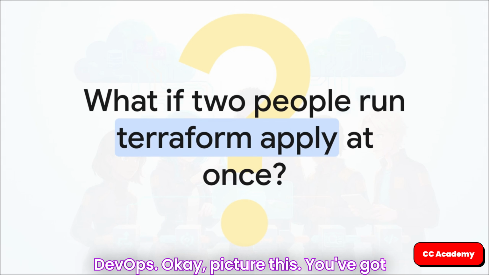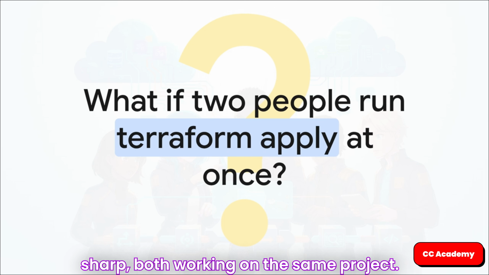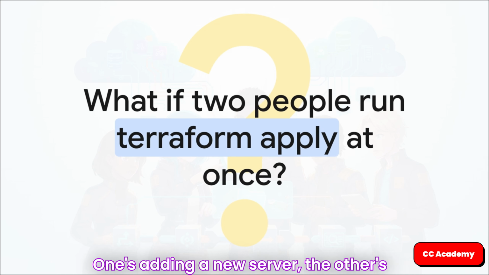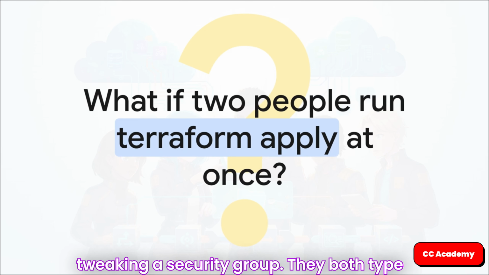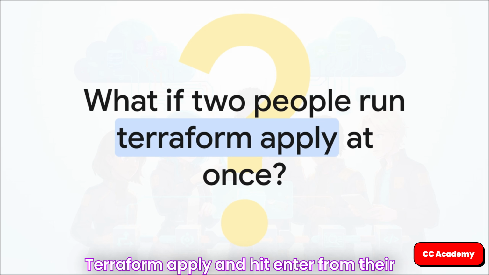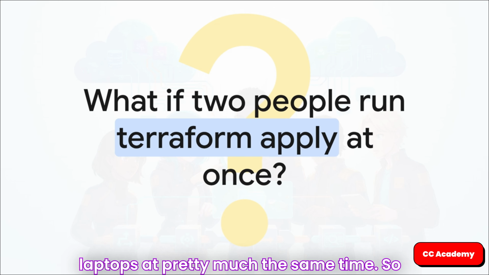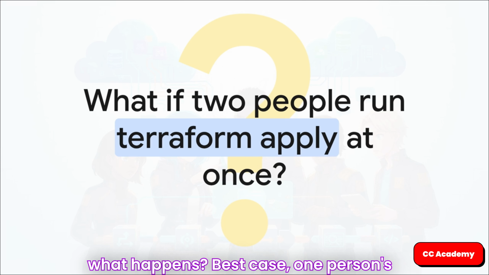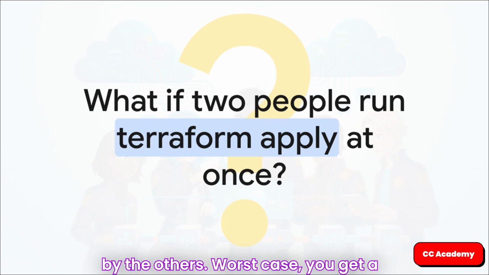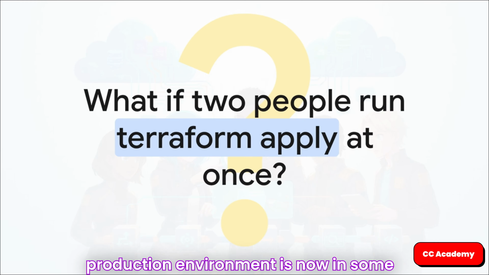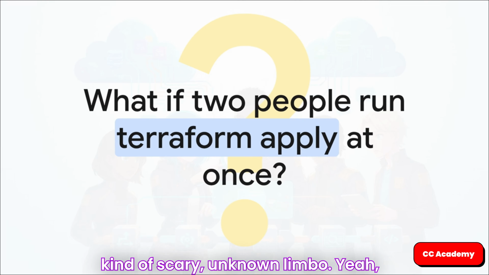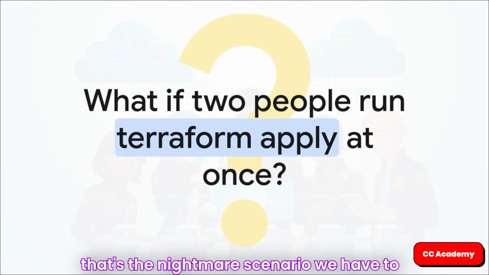Okay, picture this. You've got two engineers on your team. They're both sharp, both working on the same project. One's adding a new server, the other's tweaking a security group. They both type terraform apply and hit enter from their laptops at pretty much the same time. So what happens? Best case, one person's hard work just gets completely wiped out by the other's. Worst case, you get a corrupted state file and your entire production environment is now in some kind of scary, unknown limbo. Yeah, that's the nightmare scenario we have to solve.